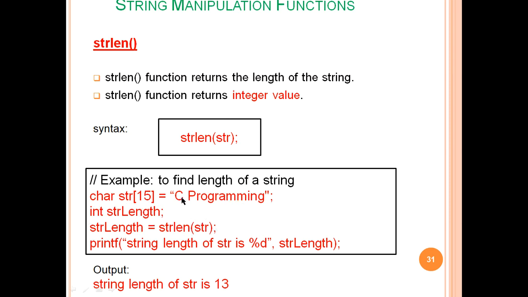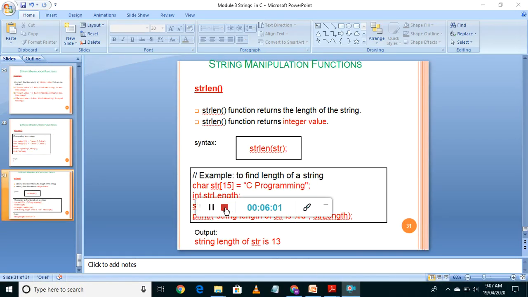So what should it be? What are the number of characters? C, 1, 2, 3, 4, 5, 6, 7, 8, 9, 10, 13. 13 will be the string length. So this is how it gives me the string length.